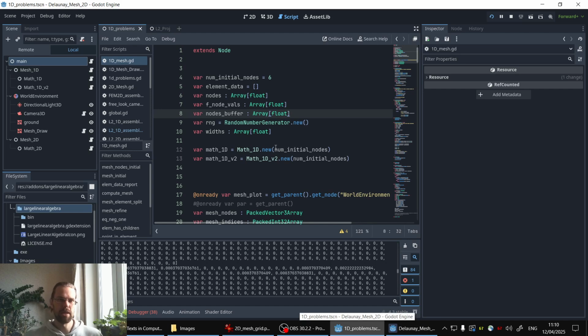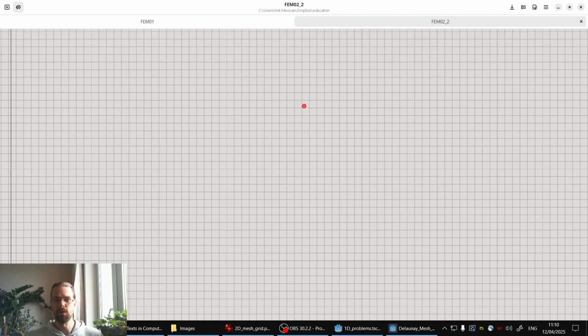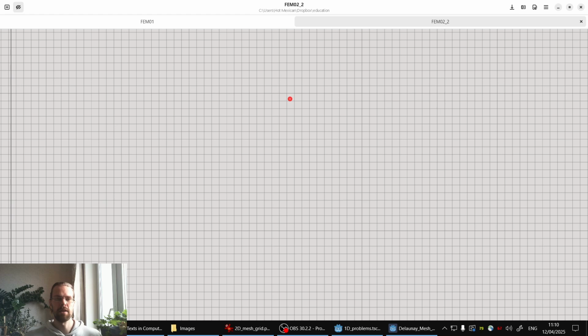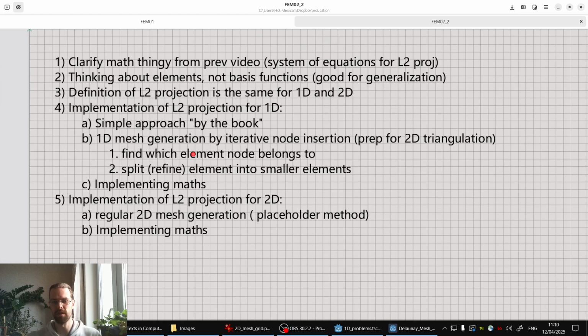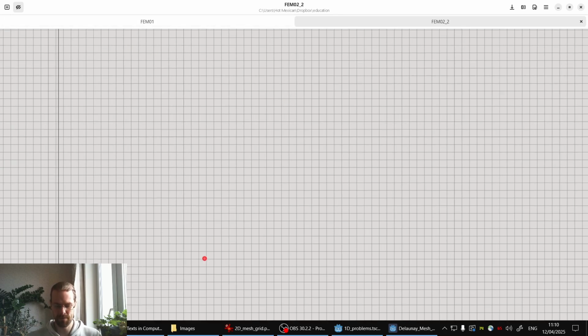This approach might seem weird, but we will do something as follows. Although we can pre-generate the mesh, which is just a collection of ordered nodes, and send it to this procedure, we will actually approach it differently. We will do what I call generation by node insertion. That means that we will gradually refine the mesh.